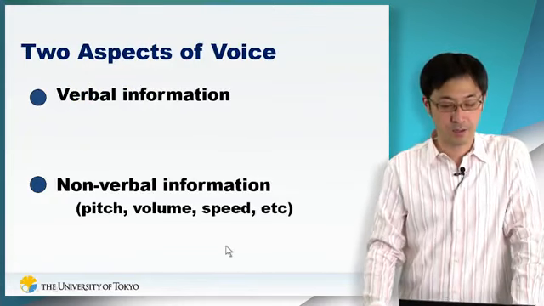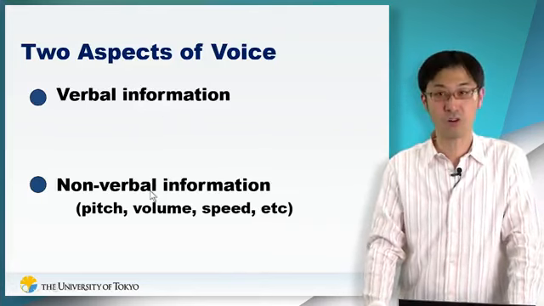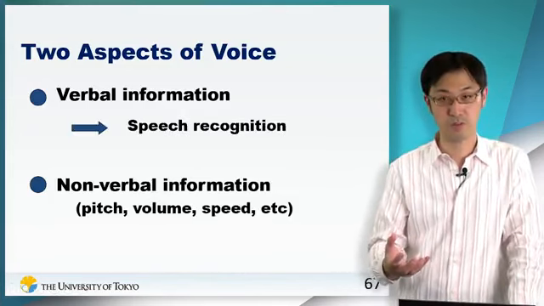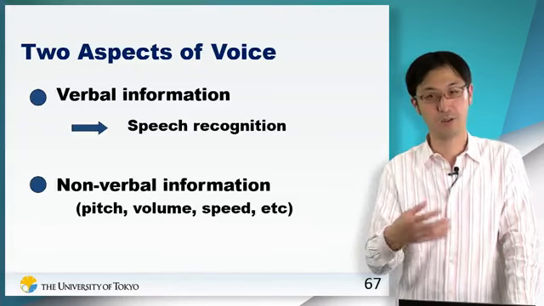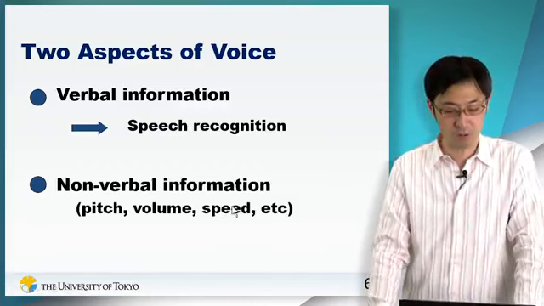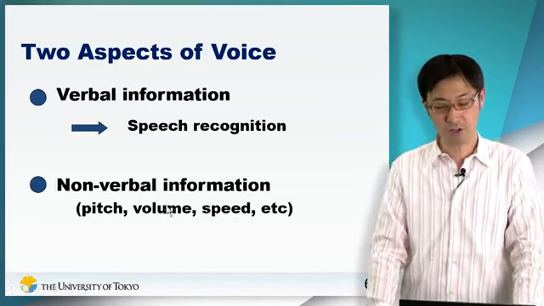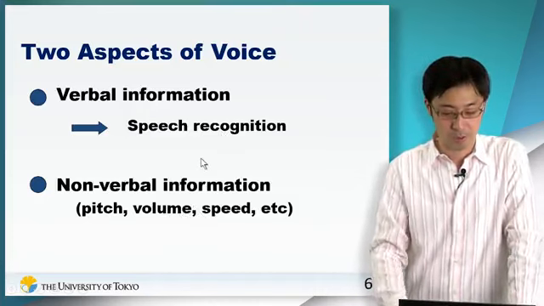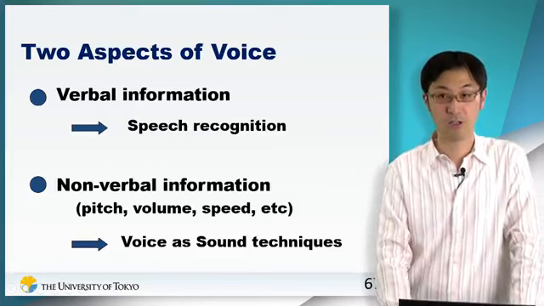We see there are two aspects in our voice. One is verbal information and the other is non-verbal information. Typical speech interaction uses verbal information, such as converting your speech into a recognizable command and then doing something. However, our voice also contains non-verbal information such as pitch, volume, speed, and so on. This non-verbal information has been ignored in traditional speech recognition. But here, what we want to do is leverage this non-verbal information in your voice.